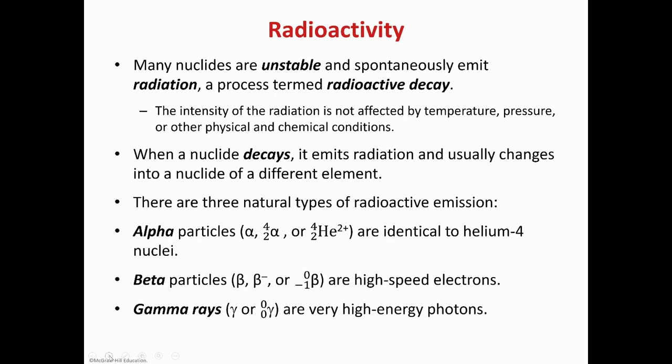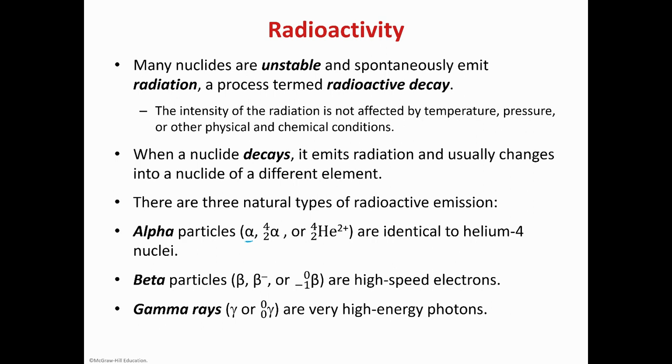Okay, so one of the important things that you should know for your quiz is that all the isotopes, the nuclei that are unstable, what happens with that concept is they spontaneously emit radiation, and that's called radioactive decay. And there are 3 natural types of radiation that radioactive elements emit. One are alpha particles. Alpha particles are identical to helium-4 nuclei, and there's 3 different ways that they're written.